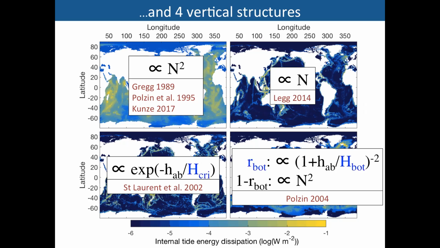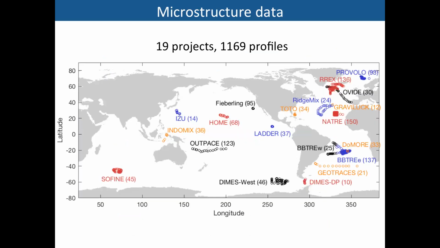So that's the parameterization. Then there are 3 parameters in there that are constrained by the observed topography and by the comparison with microstructure data. So I'm moving now to the comparison of the parameterization with observations of mixing.